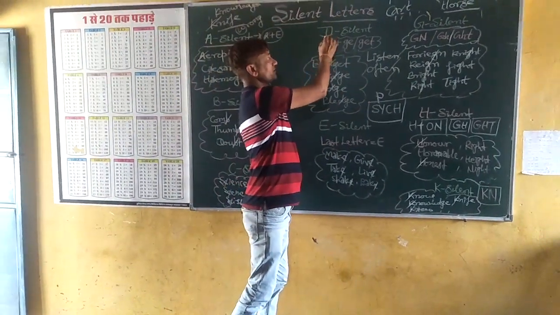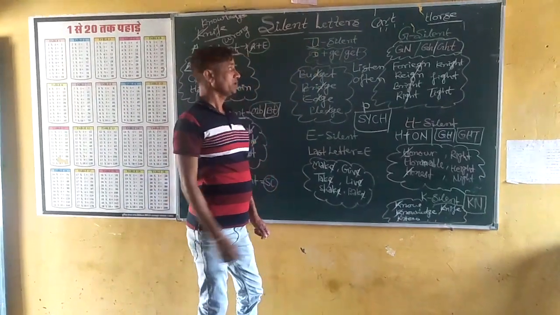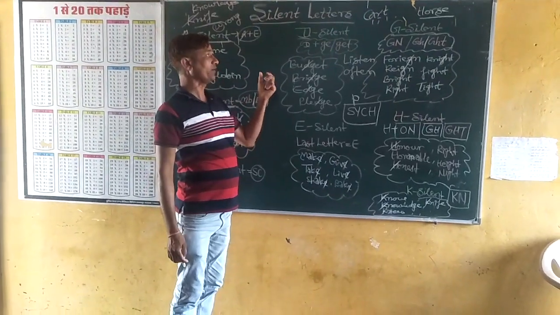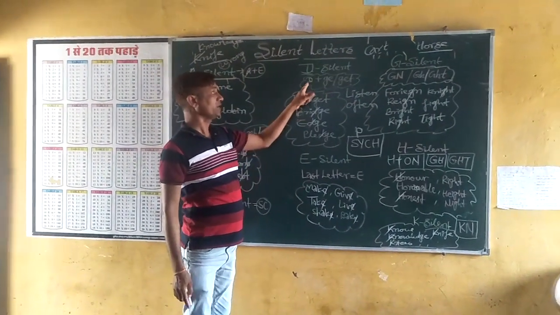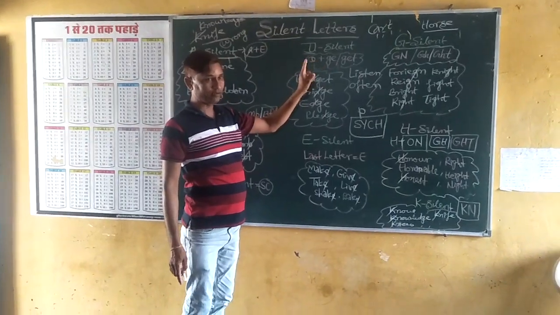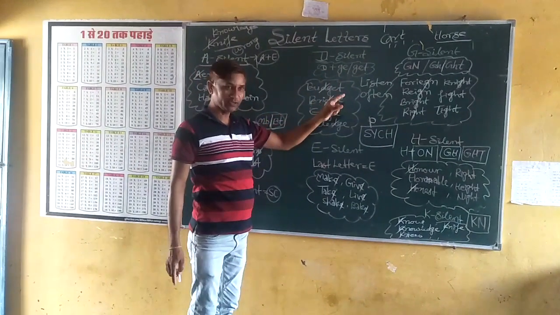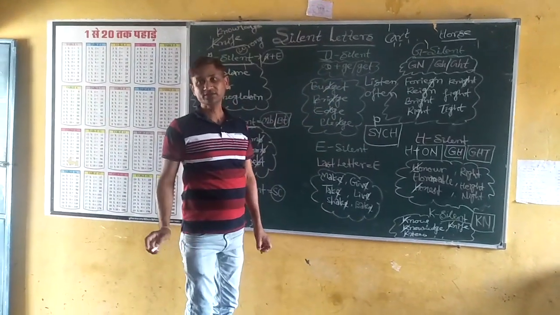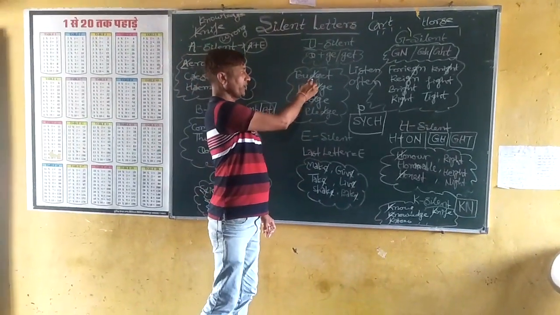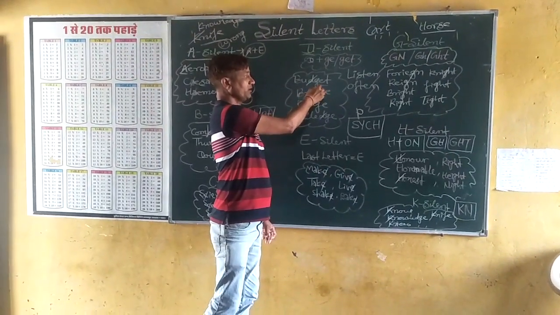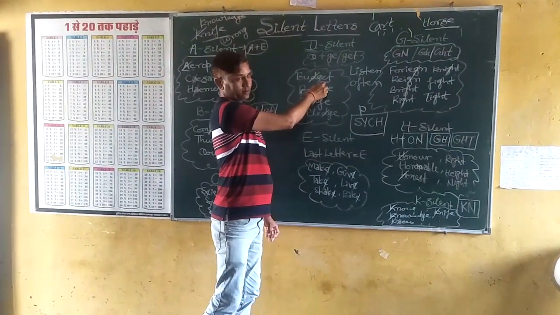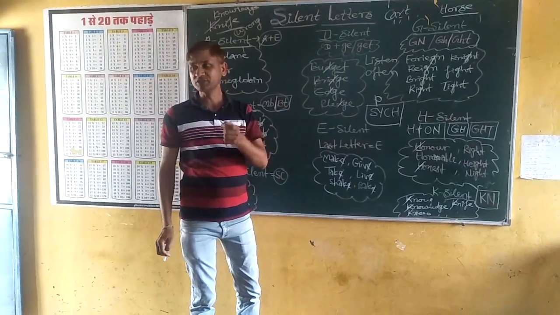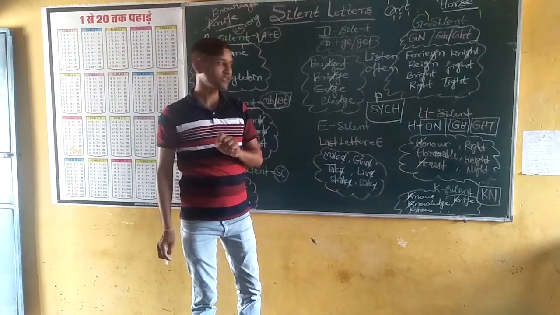The next silent letter is D silent. There are two conditions when letter D will be silent. When you find D before GE or before GHT, then letter D will be silent. As in BUDGET, D is situated before GE, then D will be silent and the pronunciation will be budget.